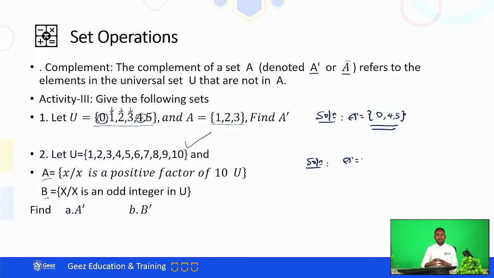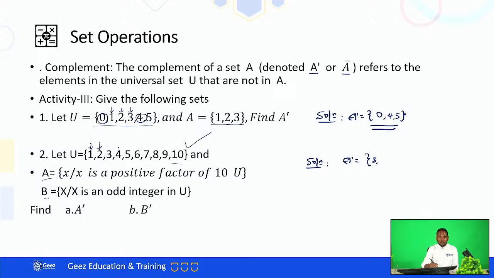So how do you deal with this? Without A, you are going to find elements of the universal set which are not in A, that is, not a positive factor of 10 in the universal set. So how do you find it? Is there any number in the universal set which is not a positive factor of 10? For example, 1 is a positive factor of 10. 2 is a positive factor of 10. Is 3 a positive factor of 10? No. Then we write it.